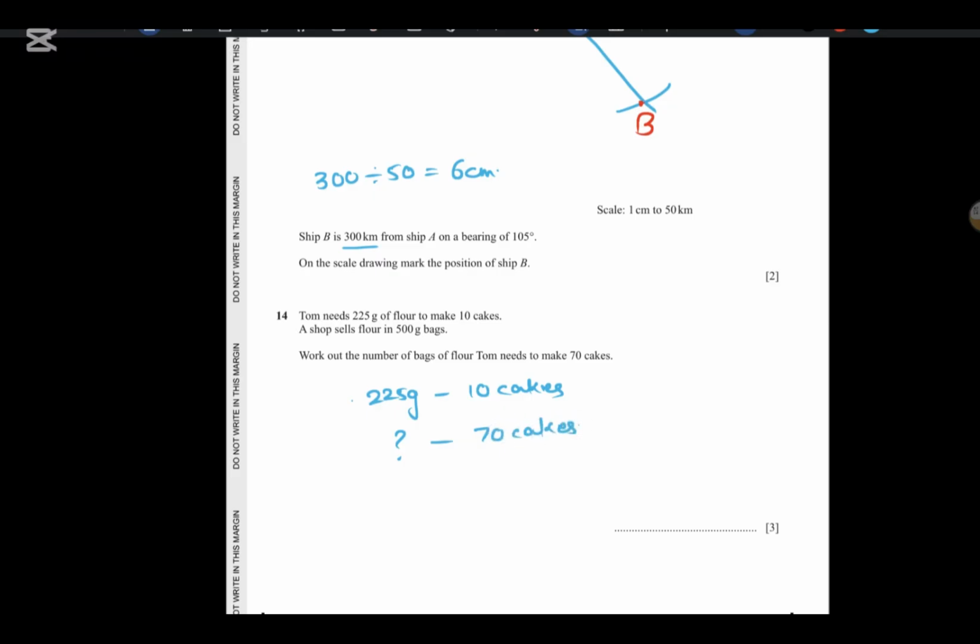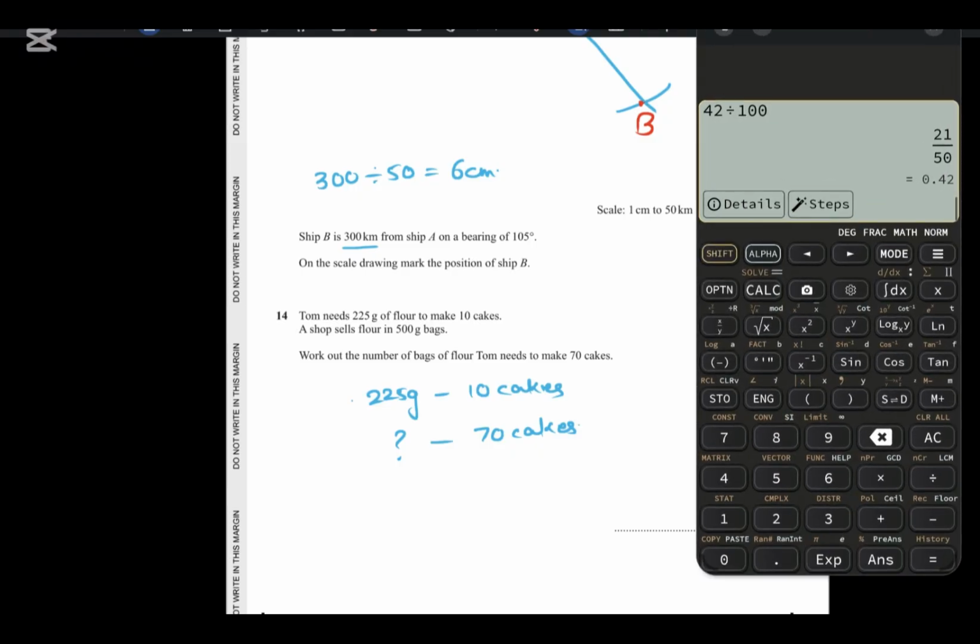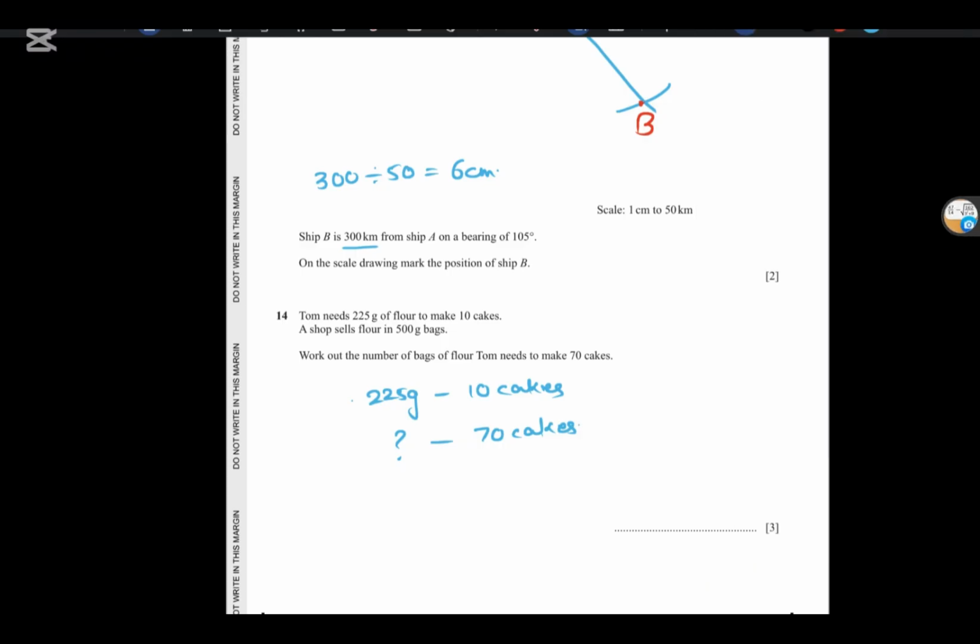So you have to do here 10 multiplied by 7 is 70. So multiply 225 with 7. It's a direct proportion, so you have to do directly. So it is 1575. So the flour needed is 1575 grams of flour.